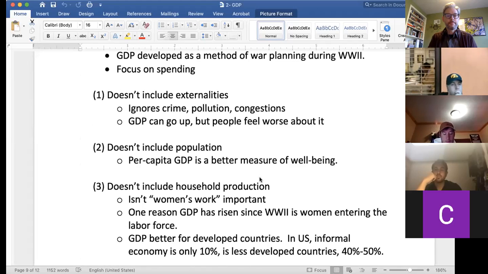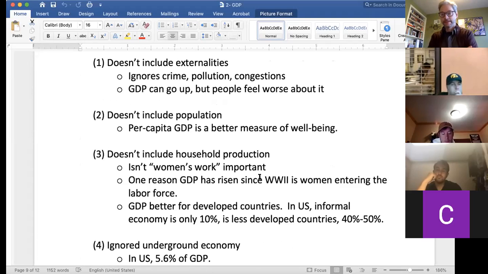One of the things that GDP misses is that it does not include externalities, right? So hopefully remember from principles, what's an externality? An externality is when a market transaction imposes a cost or a benefit on someone other than the buyer or seller.